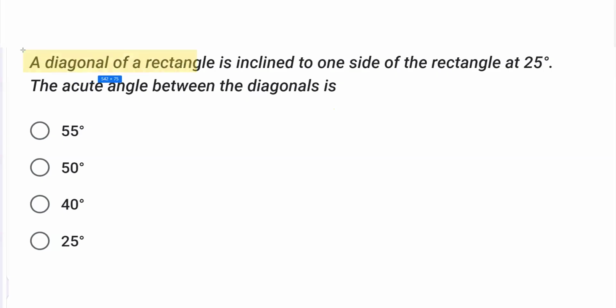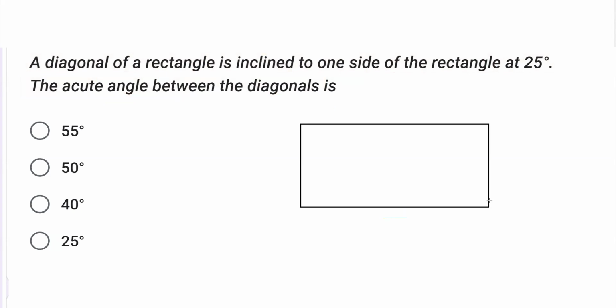In this question, it says the diagonal of a rectangle is inclined to one side of the rectangle at 25 degrees. We have to find the acute angle between the diagonals. More clarity will come as you draw the figure. Now let's say it's a rectangle here and I'll draw its diagonals. Since we have to find the angle between the diagonals, we'll draw both the diagonals. And I name this as, say, ABCD.